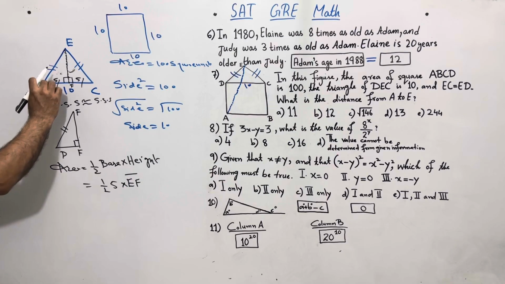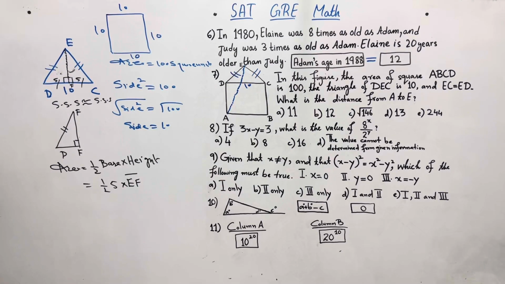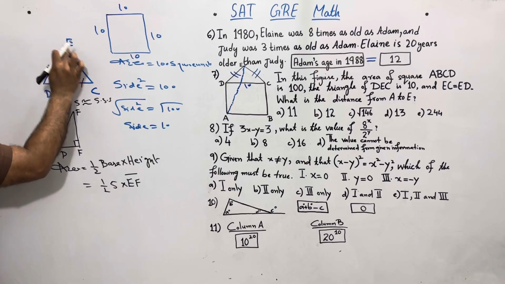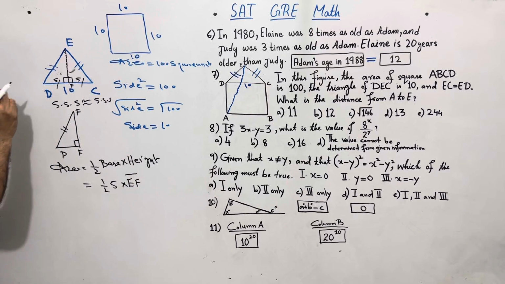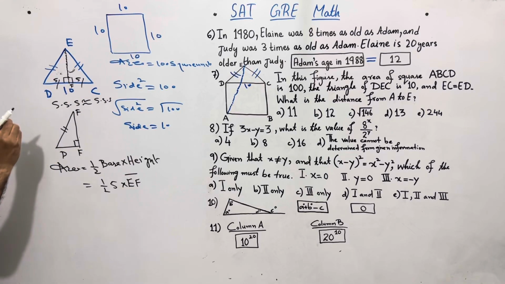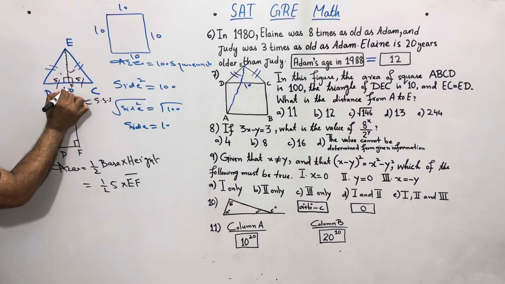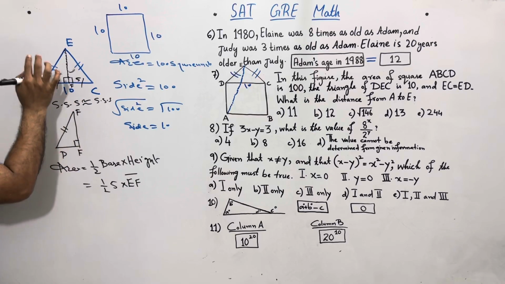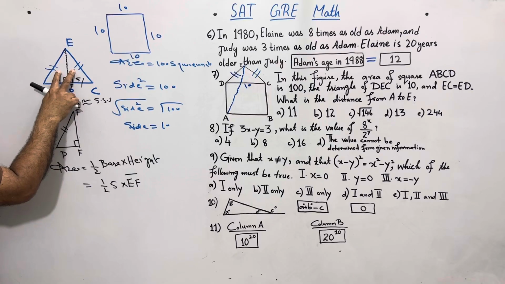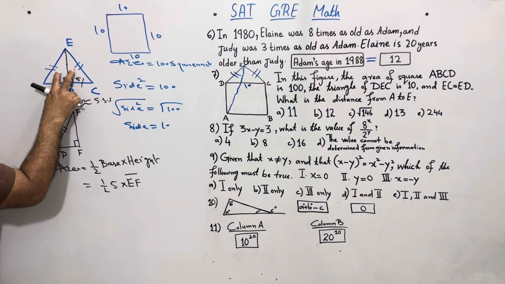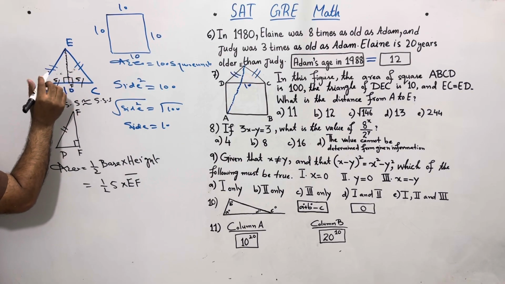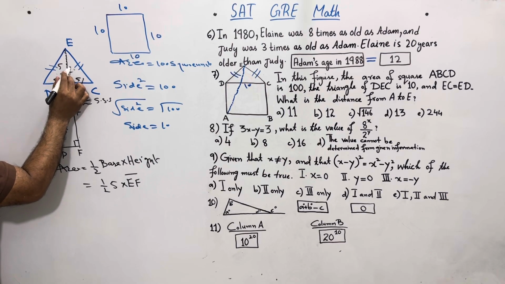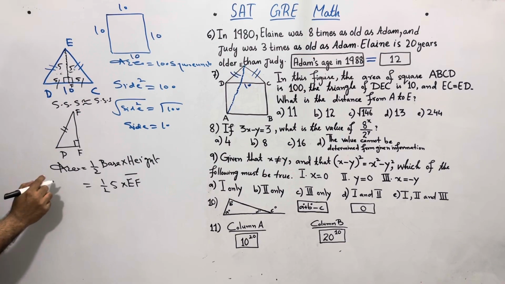Further, the total area of this triangle DEC is 10 square units. But this line has divided the triangle into two sub-triangles with equal area. 10 divided by 2, so this one has an area of 5, as well as this one has an area of 5.